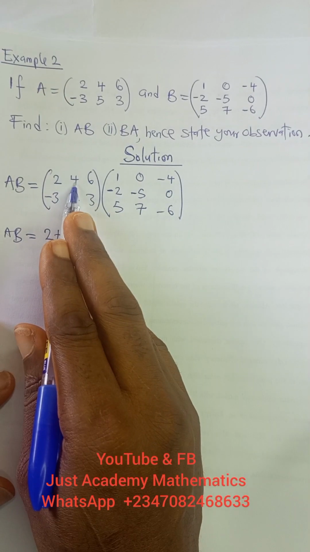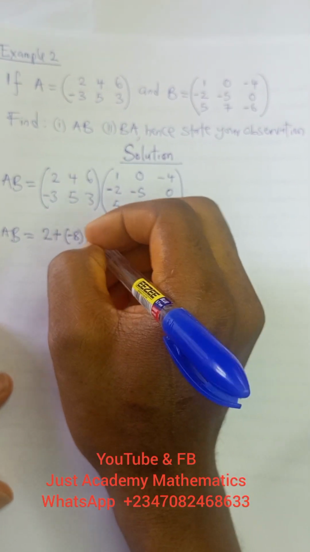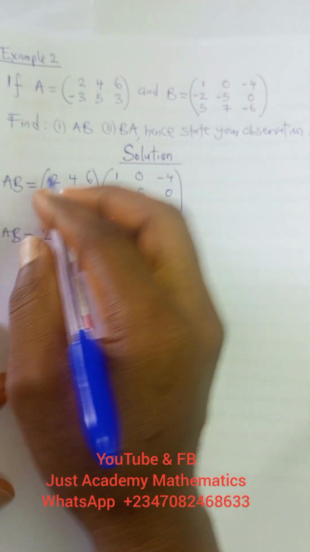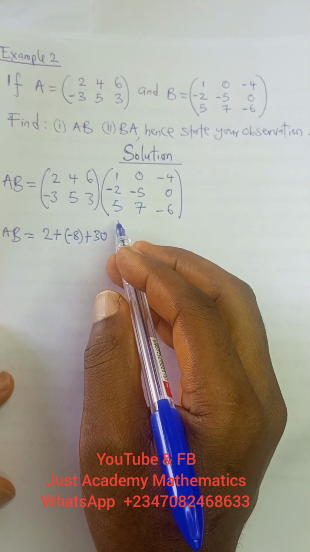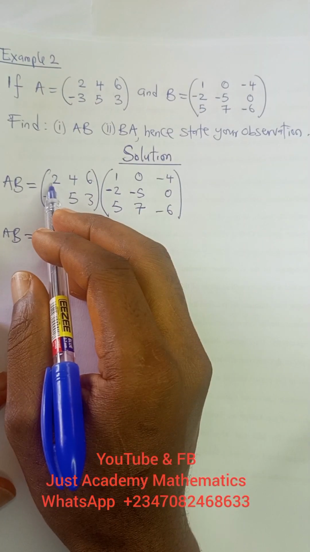Plus 4 times minus 2 is what? Minus 8. Plus 6 times 5 is what? 30. That is this first row times this first column. We are done with that. We put a comma here. Then we'll do it again.